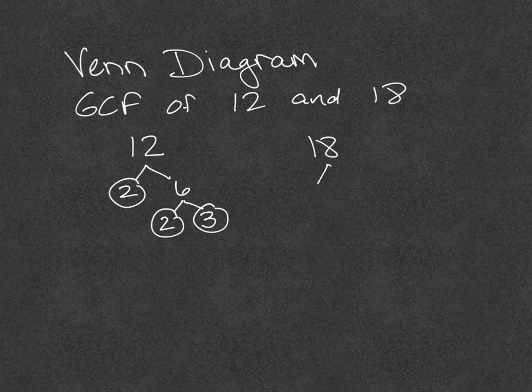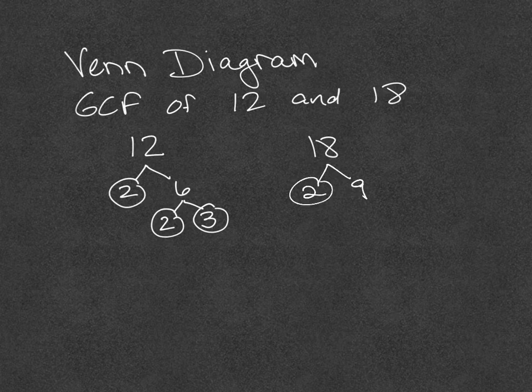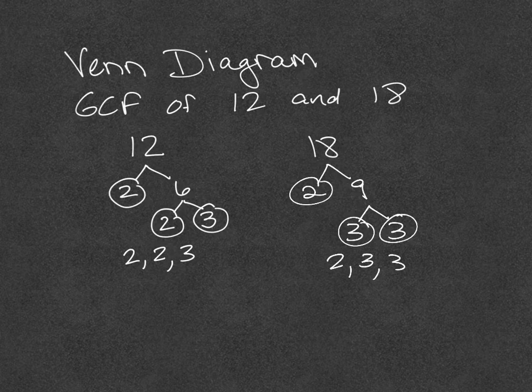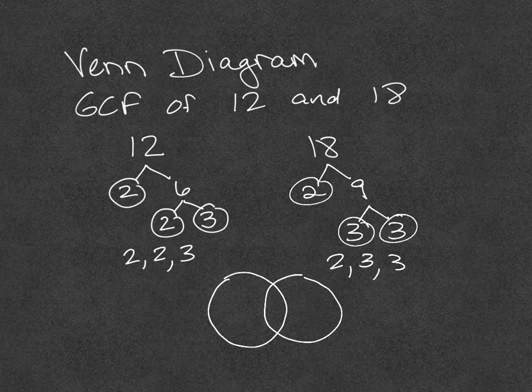Then for 18, let's see, I can do 2 times 9. 2 is prime. 3 times 3 makes 9. And those are prime. So there's my primes for both of those numbers. 12 has 2, 2, and 3. And 18 has 2, 3, and 3. And so then I'm going to do my Venn diagram where their shared ones go in the middle. So these are the prime factors for 12, and these are the prime factors for 18.